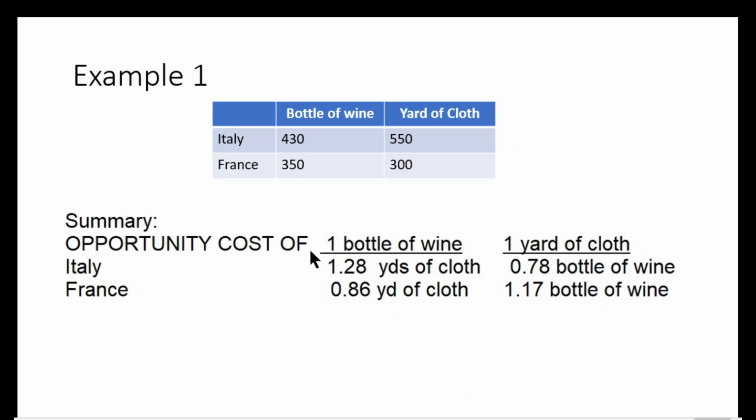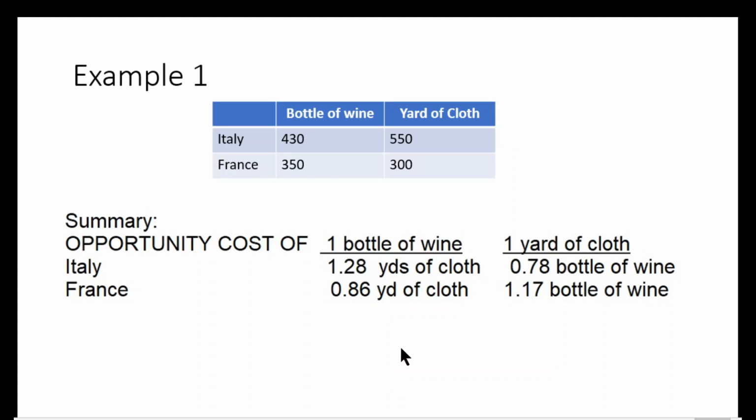In summary, the opportunity costs for making bottles of wine and yards of cloth are as follows. For Italy, in order to make one bottle of wine, it has to forgo 1.28 yards of cloth. And for France, in order to make one bottle of wine, it has to forgo 0.86 yard of cloth. For making 1 yard of cloth, Italy has to forgo 0.78 bottle of wine, and for France, it has to forgo 1.17 bottles of wine. Again, opportunity cost is the benefit forgone.